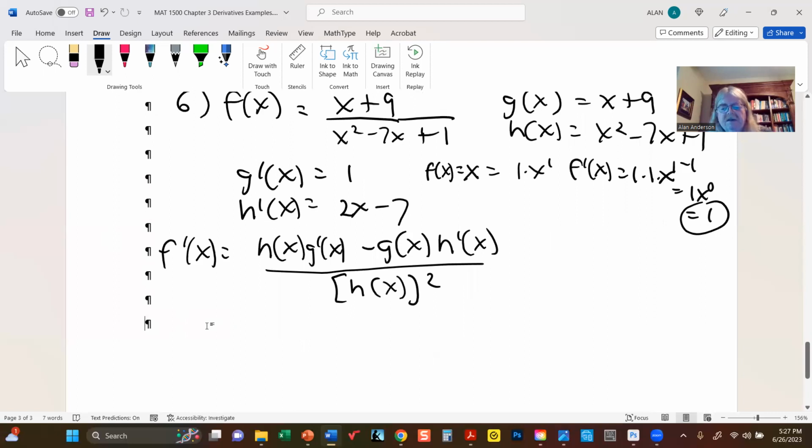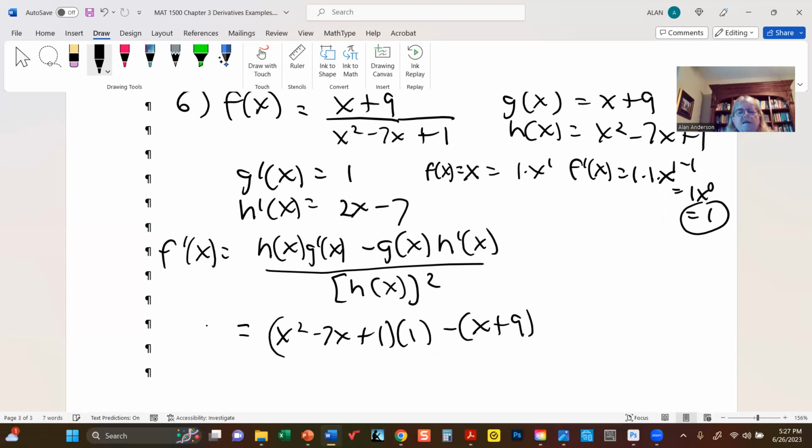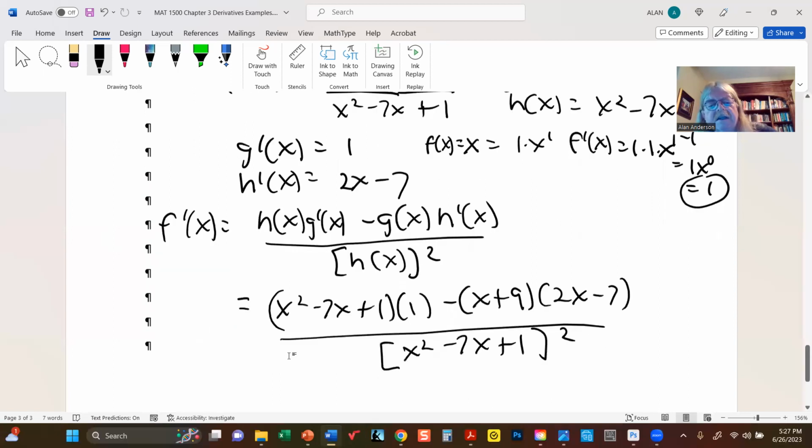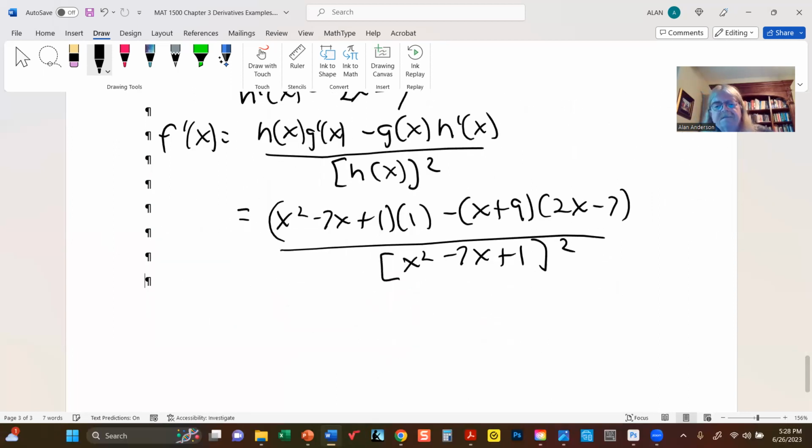And then we just plug everything in. So I have x squared minus 7x plus 1 times 1. So yes, you could continue to expand it, but this is good enough.